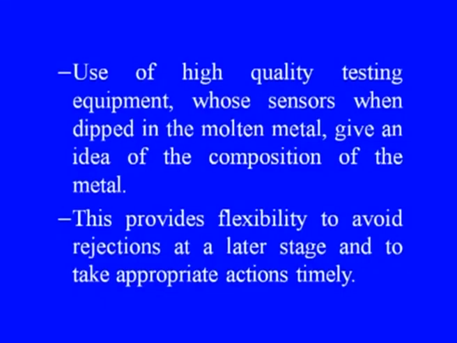Of course, there are different types of AGVs, whose discussion is beyond the scope of this session. As the situation demands, a suitable type of AGV can be used for transferring material from one shop to another, or from one place to another, for the purpose for which it is being transported. Then, there is the use of high quality testing equipment whose sensors, when dipped in the molten metal, give an idea of the composition of the metal.